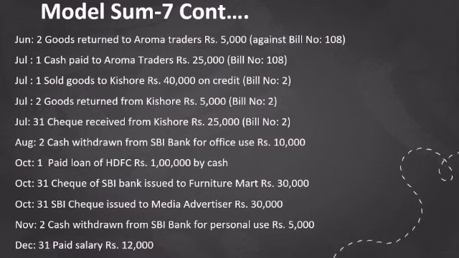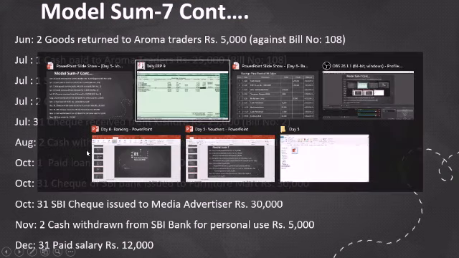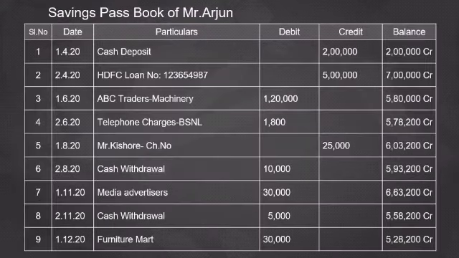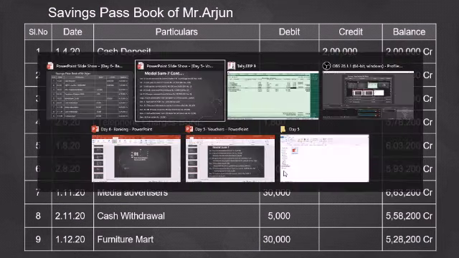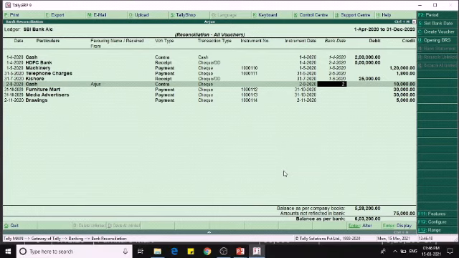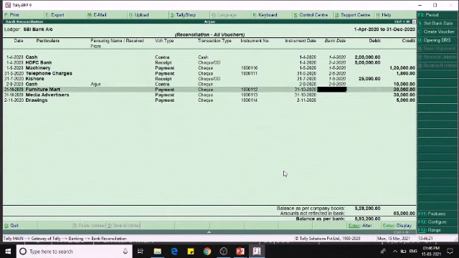And finally we have withdrawn cash for the office use on 2nd August. It will be reflected on the same day only. Okay, so on 2nd of August we are withdrawing cash from the bank. So in the reconciliation we can give 2nd of August.